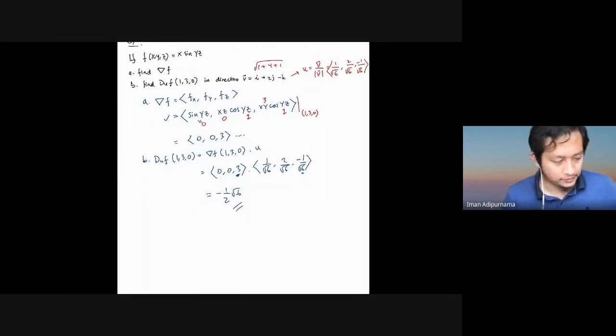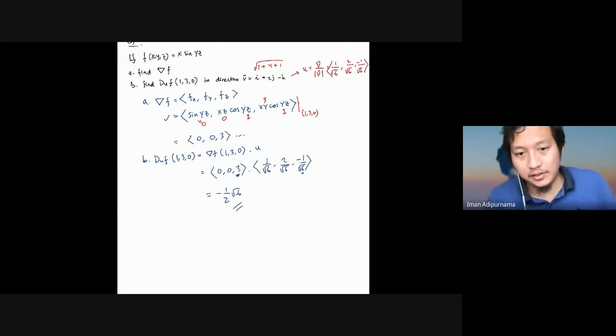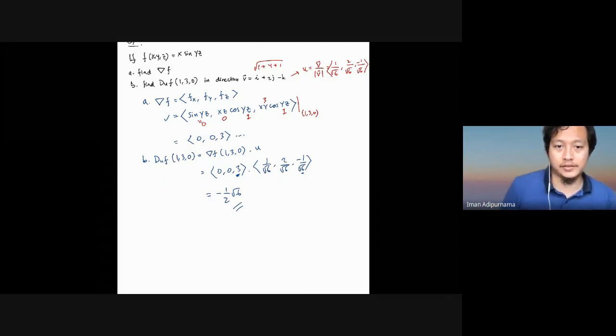Okay. I hope at least you get the idea. So you have now the directional derivative, and you have the gradient vector. And the directional derivative is actually the gradient vector dotted with the unit vector of the direction itself.